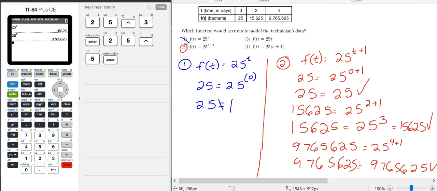You could also, if you wanted to, evaluate choices 3 and 4 and plug in those points, the 0, 2, and 4, and plug in the f of t points. And you'll notice that for choices 3 and 4, the points do not make the equation true because choice 2 is the correct answer to the question. Now let's look at one with a graph.